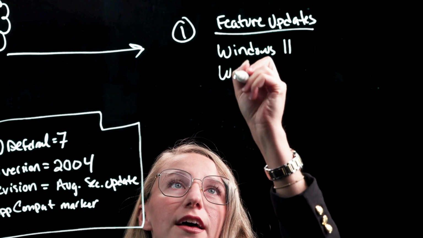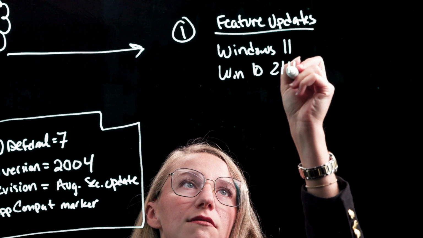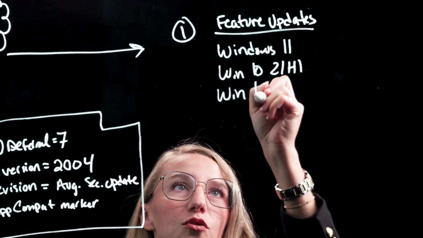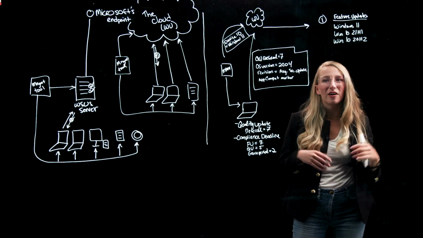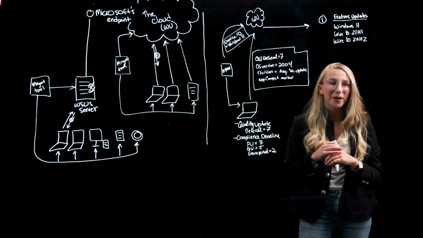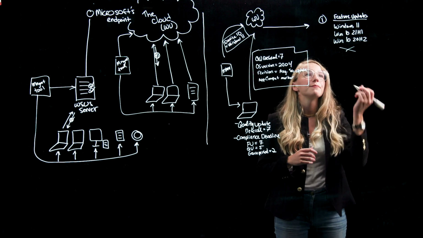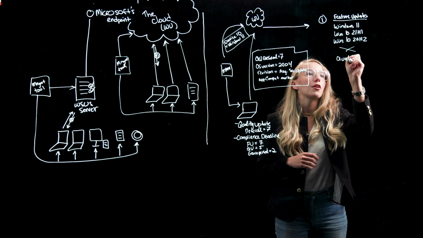There's going to be Win 10 21H1. There's going to be Win 10 20H2. And then all of the other feature updates are going to be below Windows 10 version 20.04. So they're going to be irrelevant. It's then going to list out all of the quality updates.